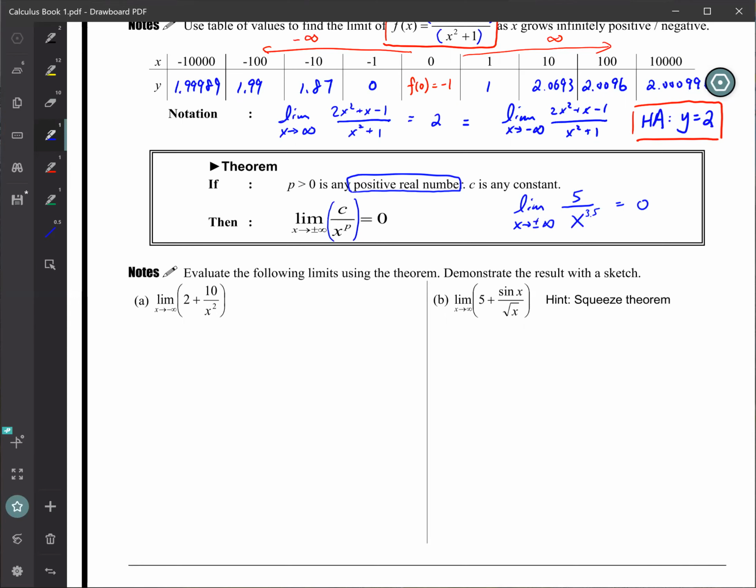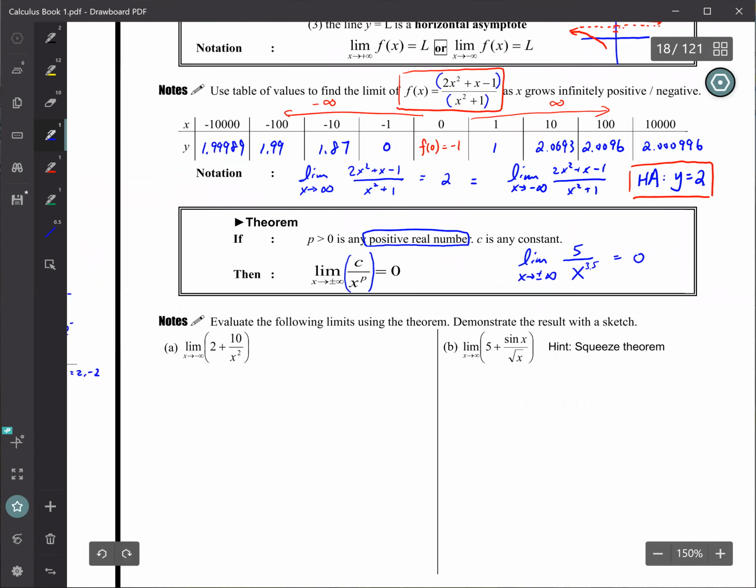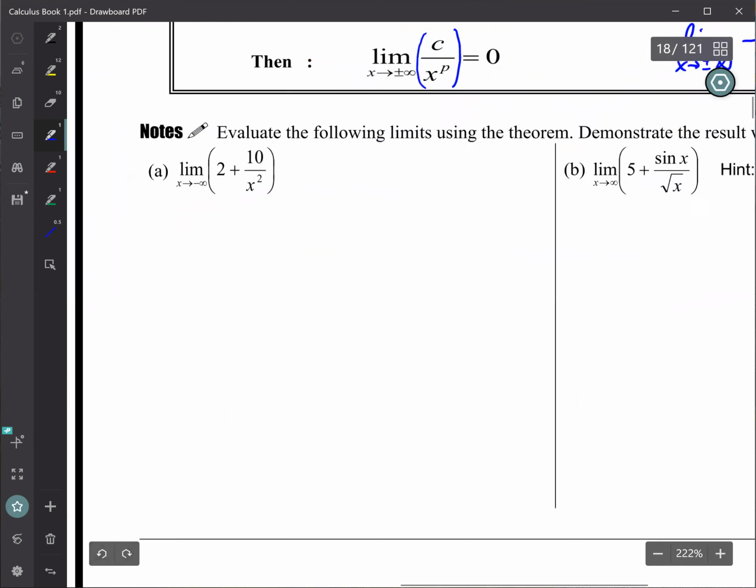So to understand why it works, the numerator never changes. It's a constant. But the denominator just gets bigger and bigger, right? Even if it goes to the negative side, it's still just going to blow up. And something divided by a very huge number will be close to 0. So that's why this theorem always works. We can use that to help us find some limits here. So let's look at question A.